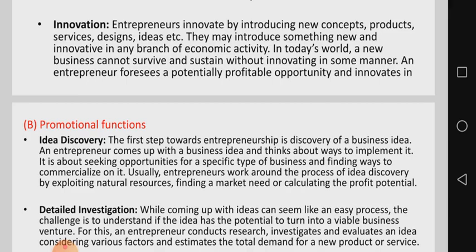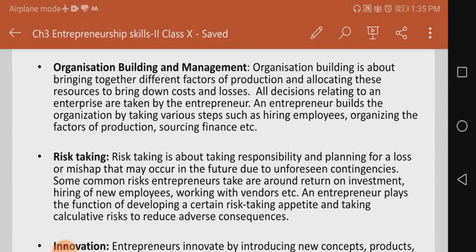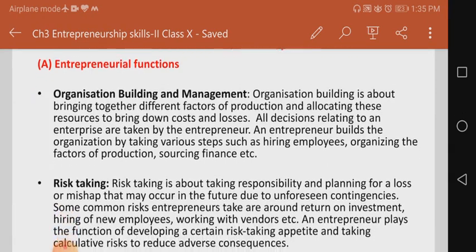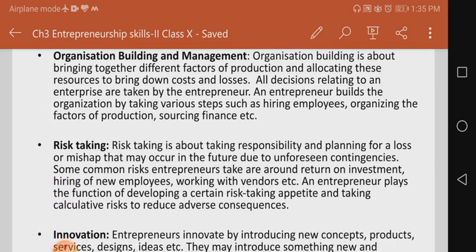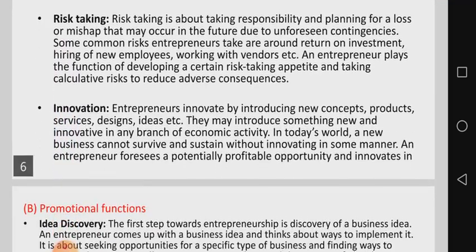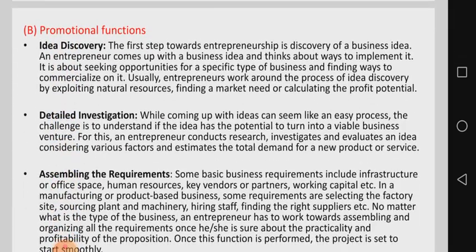So as entrepreneurial functions, you can organize it: it is about organization building and management, risk taking, and innovation. Now, what will you do for promotional functions? How will you promote your business?